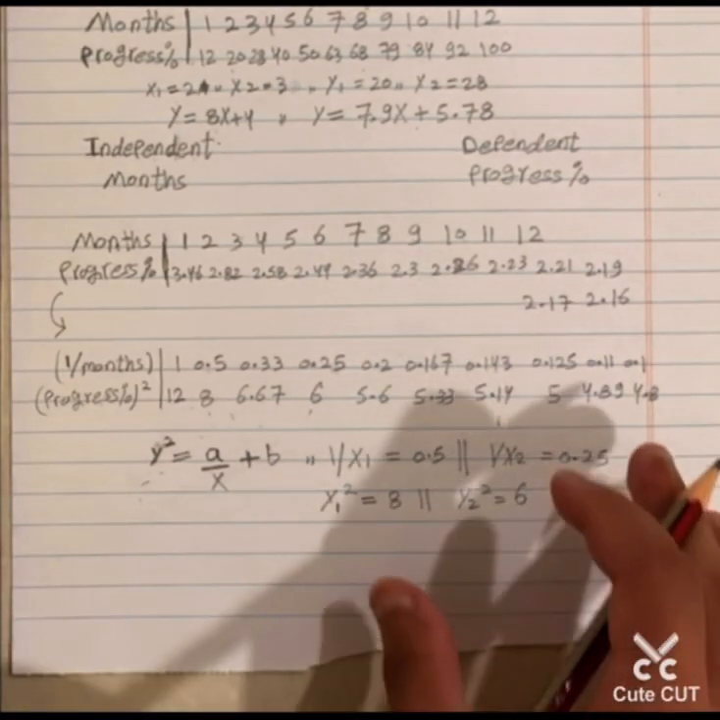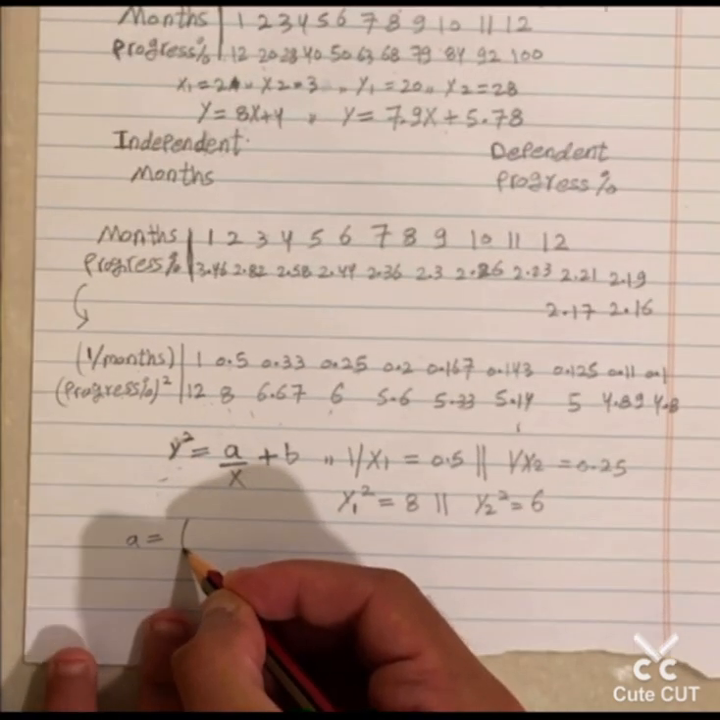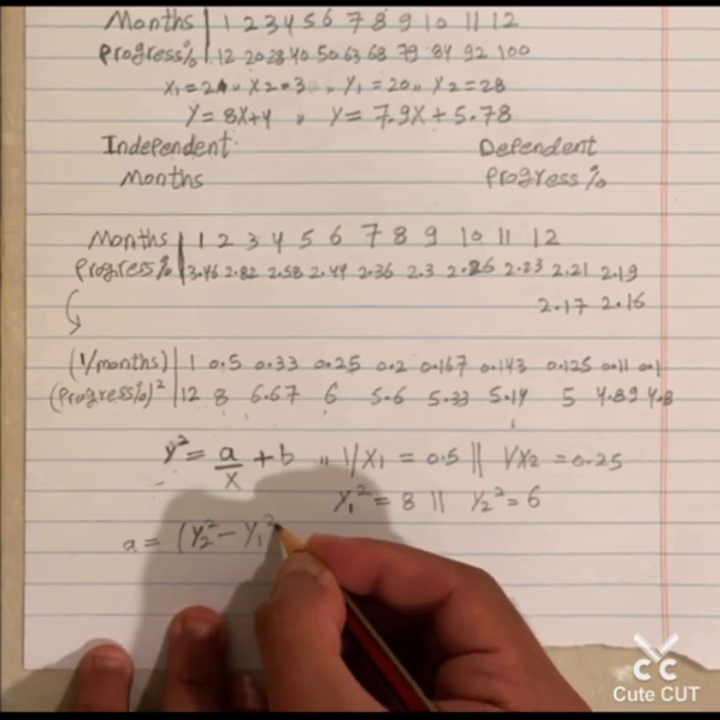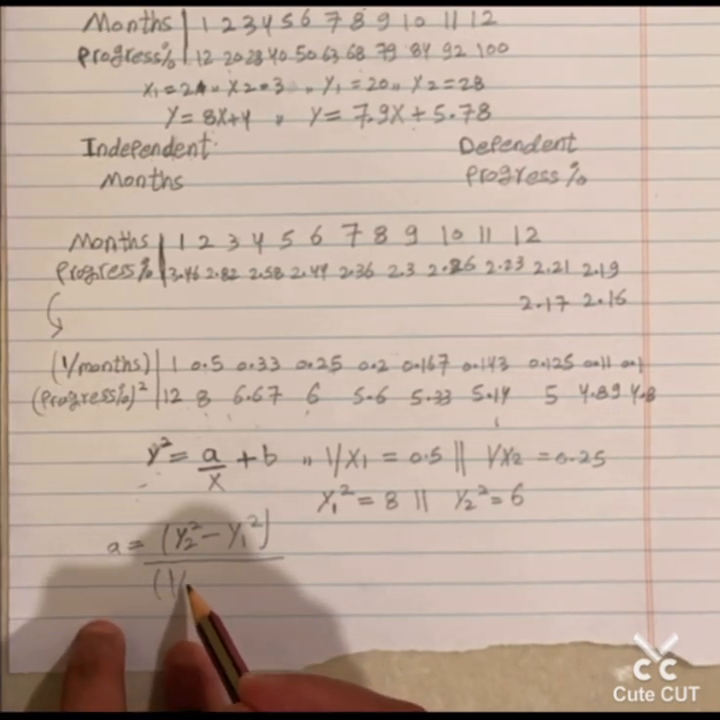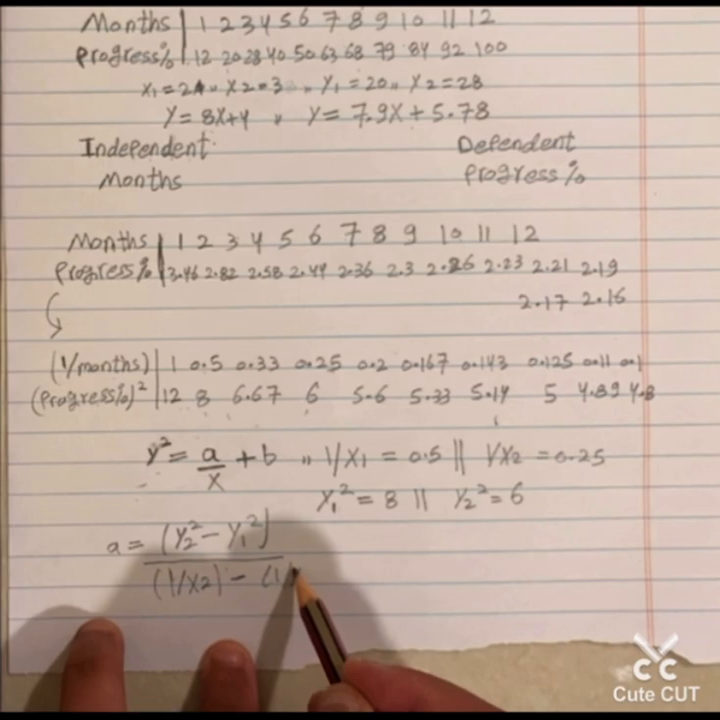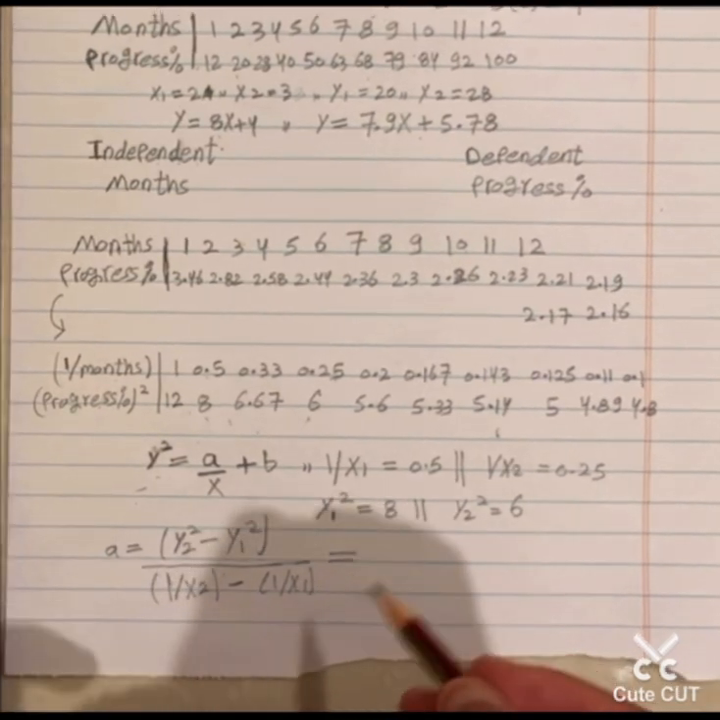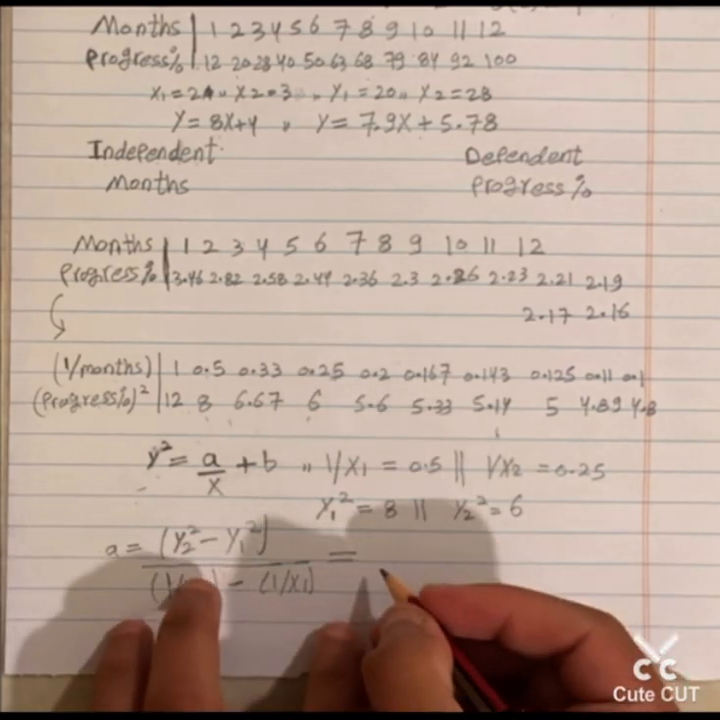Now we want to find a, which is the difference in y over the difference in x, but now it is a little different: y2 squared minus y1 squared, divided by 1 over x2 minus 1 over x1, because the data is y squared and 1 over x. So it will be 6 minus 8, divided by 0.25 minus 0.5. So the slope will be 8.